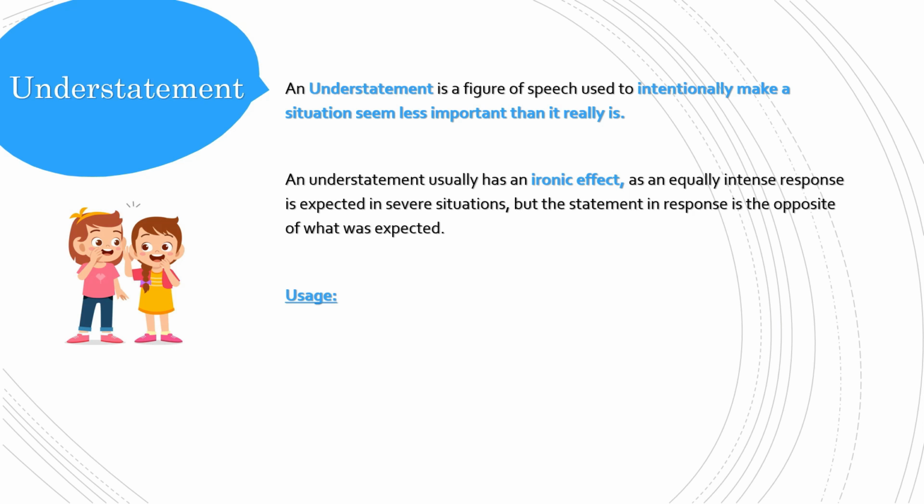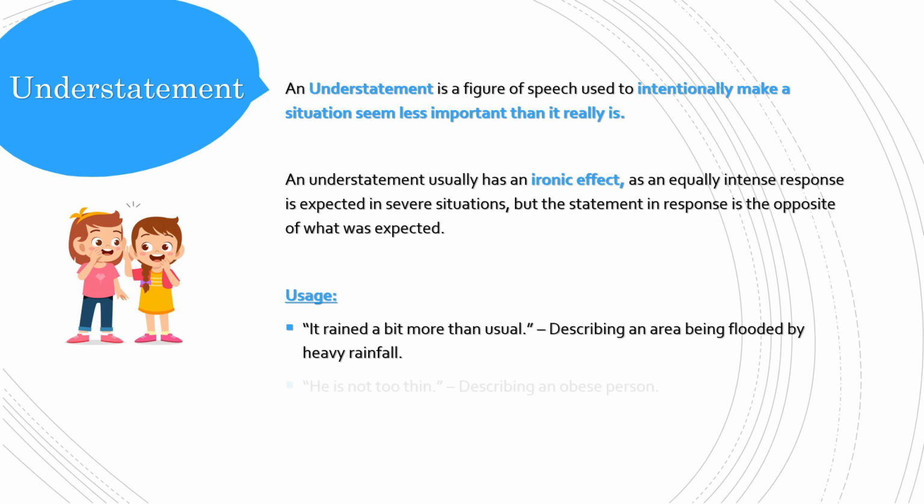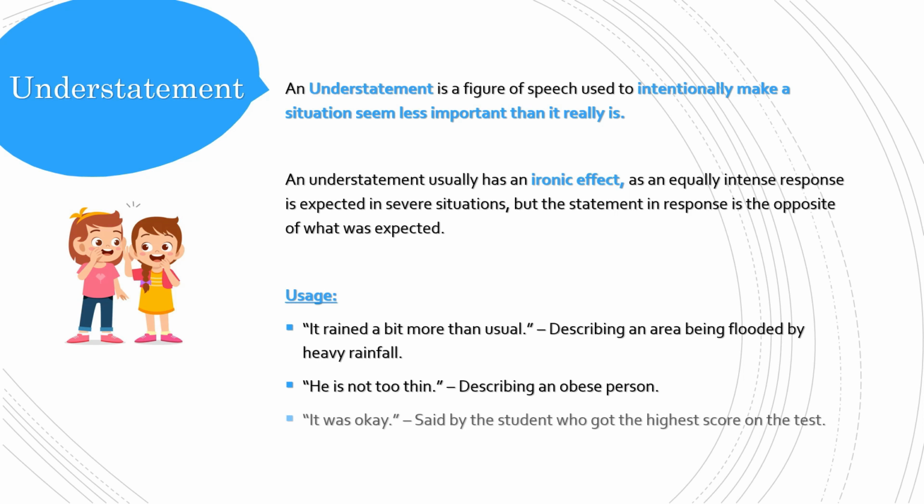Usage. It rained a bit more than usual. This sentence is describing an area being flooded by heavy rainfall. He is not too thin. This sentence is describing an obese person. It was okay. Said by the student who got the highest score on the test.